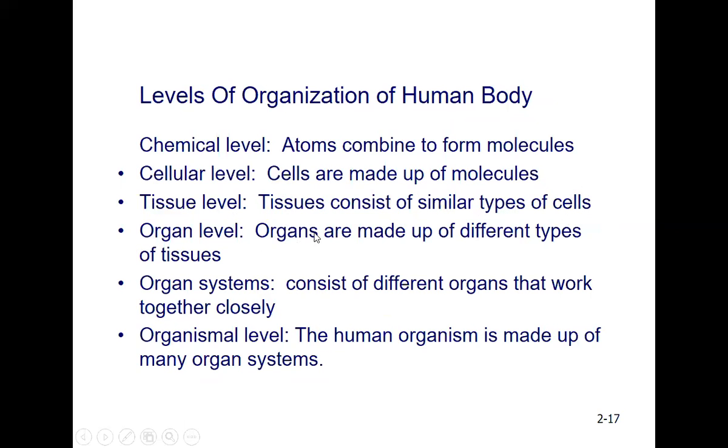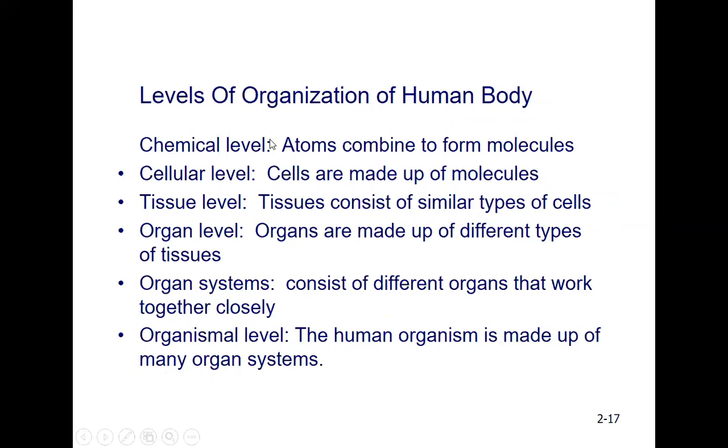When many tissues come together, they form the organ. Organs are made up of different types of tissue. When many organs come together, they form the organ system. The organ system consists of different organs that work together closely. Then the organ systems together form the organism level. That is, the human organism is made up of many organ systems. So this is how the human body is formed.